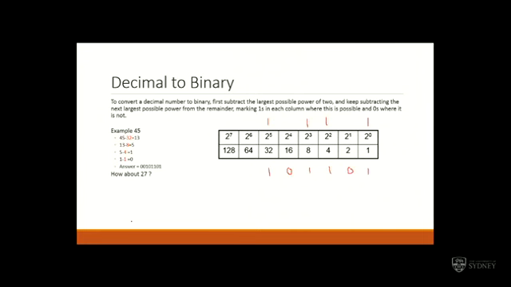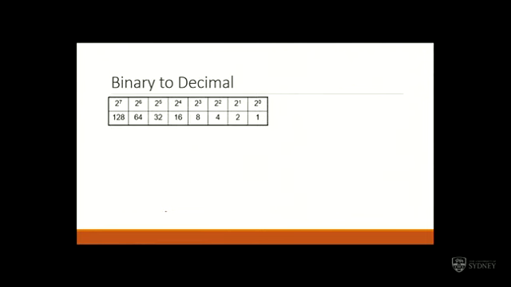So how about 27? So 27, we'll clear that. 27, 16 fits into 27, 32 doesn't, so that leaves us with a remainder 11. 8 fits into 11 once, leaves us with a remainder 3. 4 does not fit into 3. 2 does fit into 3, and 1 fits into 1. So you can see I've gone through that there. So much the same, 1, 1, 0, 1, 1.